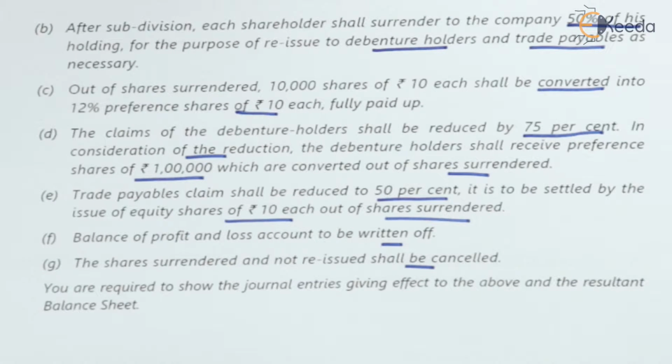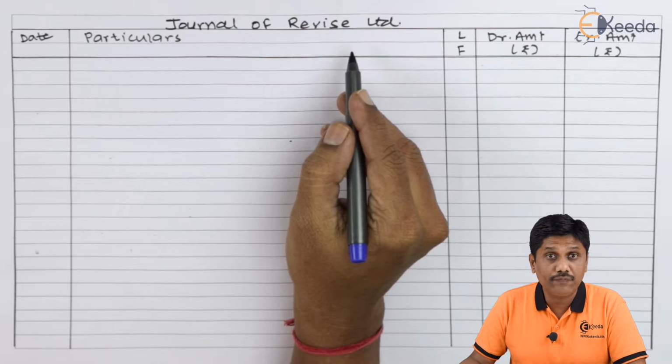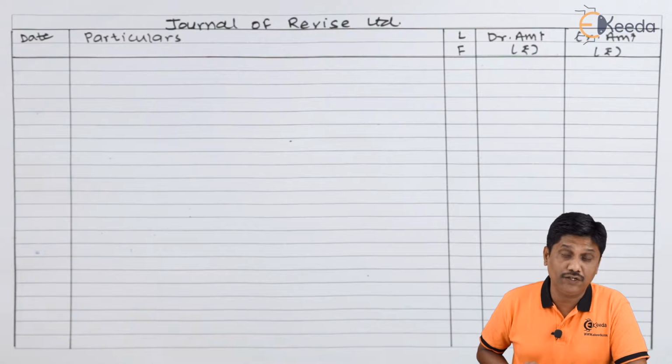Friends, firstly I need to prepare a journal. Let us prepare the format of journal. Friends, I am ready with the journal and now we are passing entries for all the transactions which are given to you. Let us pass those entries.